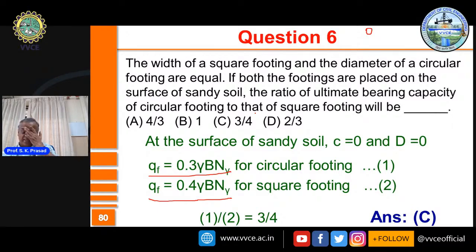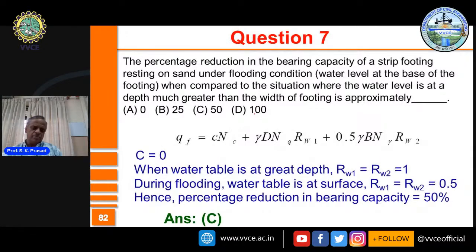Answer to question number 6 is C. Now let's go to question number 7. What does it say? Percentage reduction in bearing capacity of strip footing. Please note, strip footing. So you know the formula. For our convenience, I have written down the formula here. This is the formula for the strip footing, resting on sand. Okay, footing is resting on sand. Therefore, this is 0.